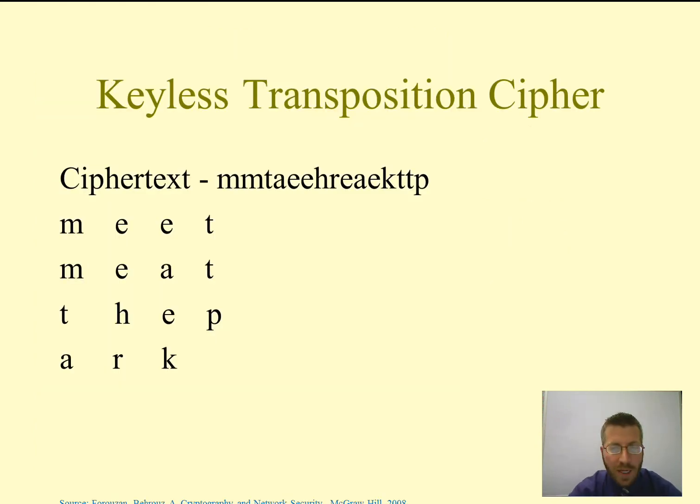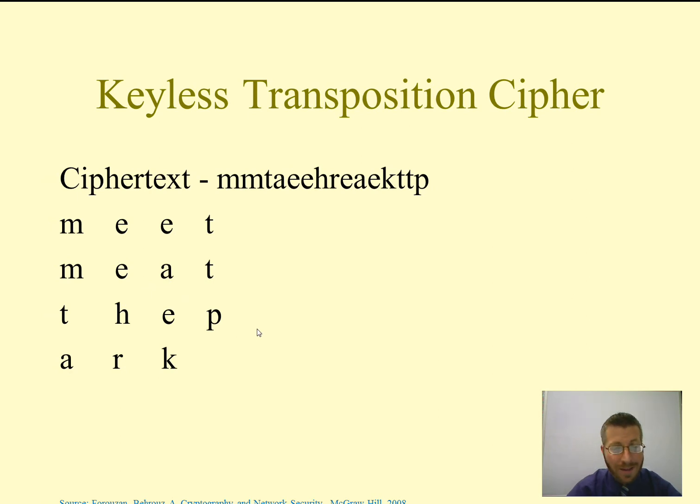Okay, here is the transposition cipher. This one is keyless. All that we needed to know here was that we had 4 columns. And so you see the ciphertext that we're transmitting, MMTAEEHREAEKTTP. And now all we had to do here is you see that I was writing it up and down in rows. So we did MMTAEEHREAEKTTP.